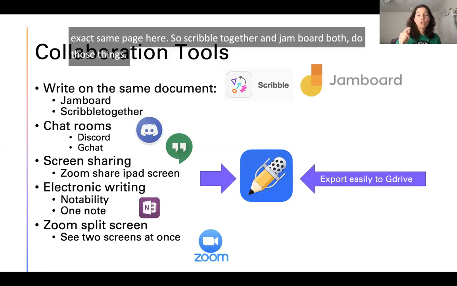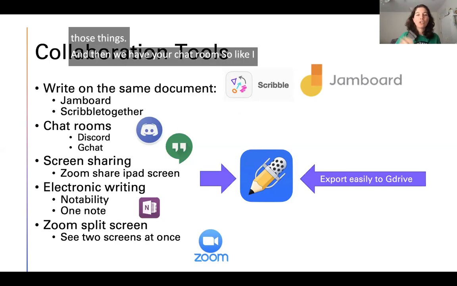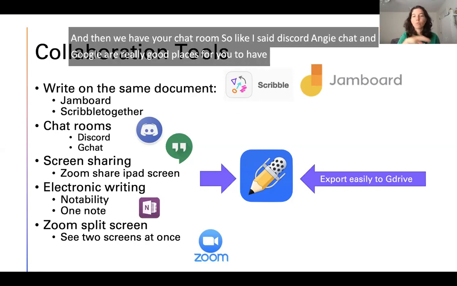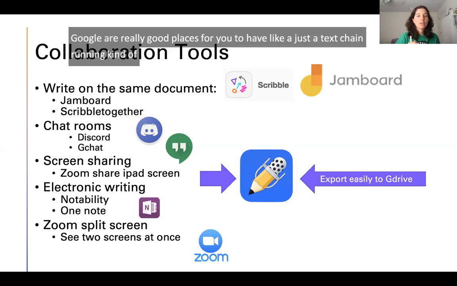And then we have your chat room. So like I said, Discord and GChat and Google are really good places for you to have just a text chain running kind of like all week long. That can be really helpful.